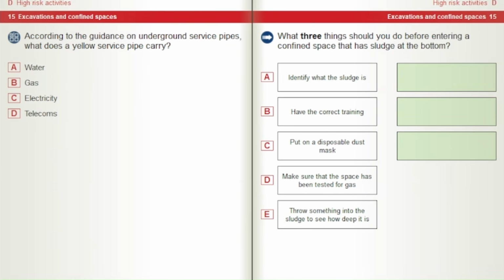According to the guidance on underground service pipes, what does a yellow service pipe carry? Water, gas, electricity, telecoms.